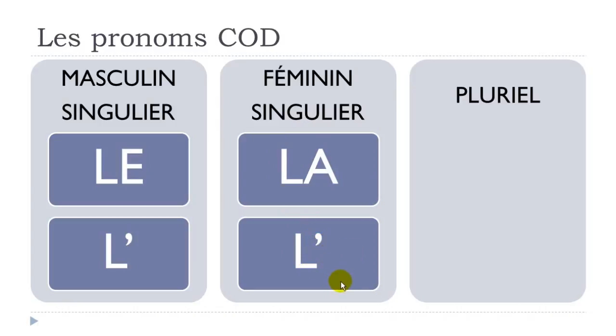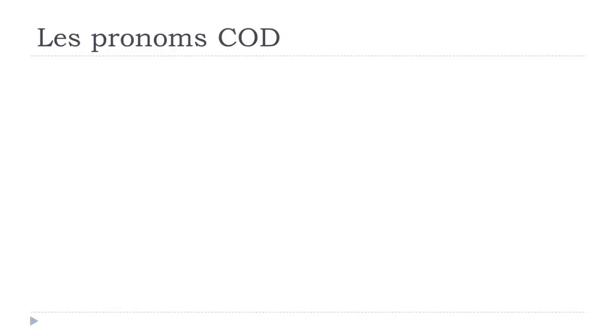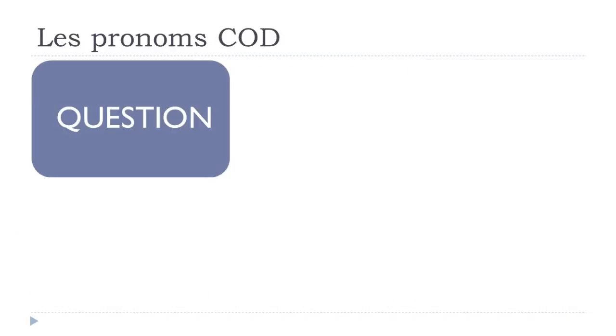Okay, and then for the plural form, so here we're talking about the third person of the plural, it will be les. Okay, so let's repeat them one more time. For the masculine singular form it's le, for the feminine singular form it's la. And then if they are followed by vowels, you take the a away, and then you get this l. And for the plural form here it's les. All right, so let's see that in action now.